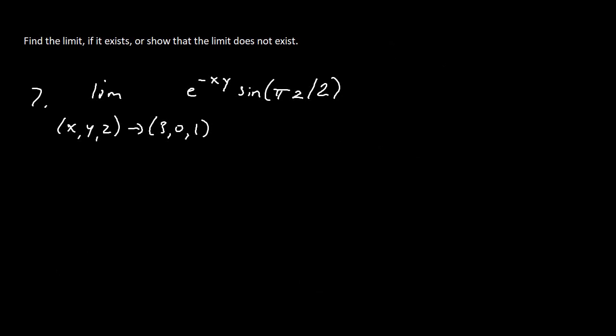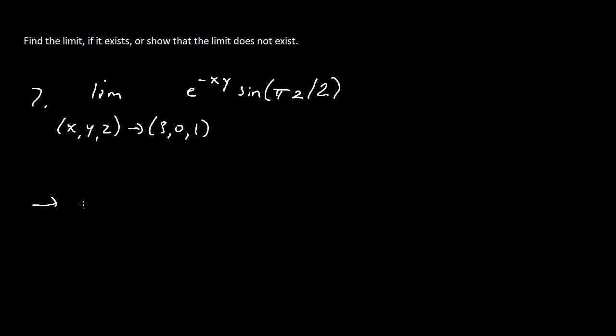So now let's say for number 7 we have the limit of e raised to the power of negative x times y times sine of pi times z over 2 as x, y, and z approach 3, 0, 1. So even though we have 3 variables, it works the exact same way. The process is the exact same. So first we're going to start off with direct substitution.